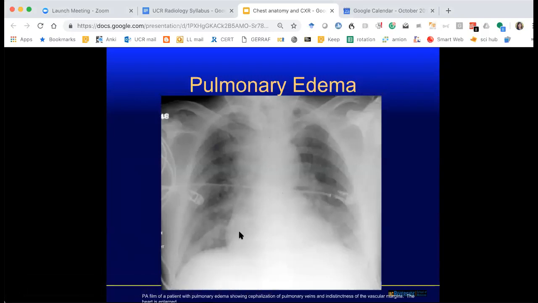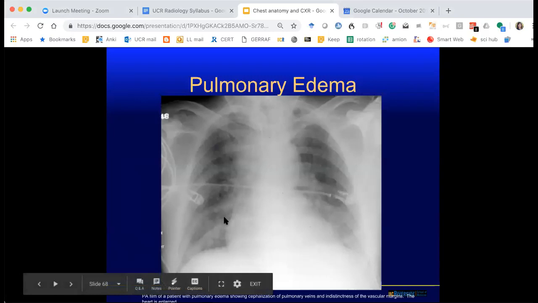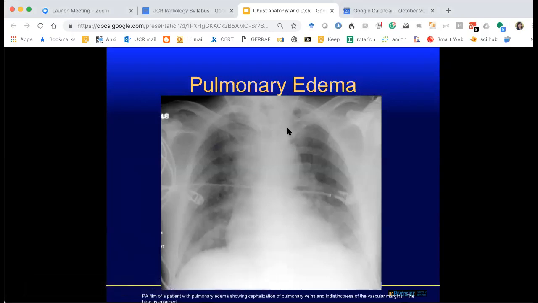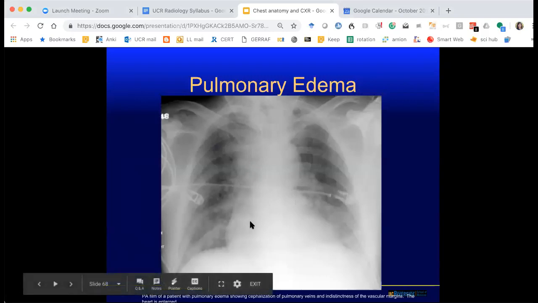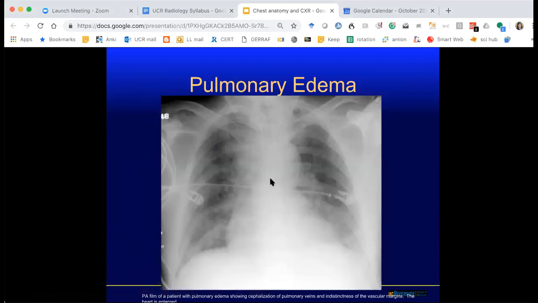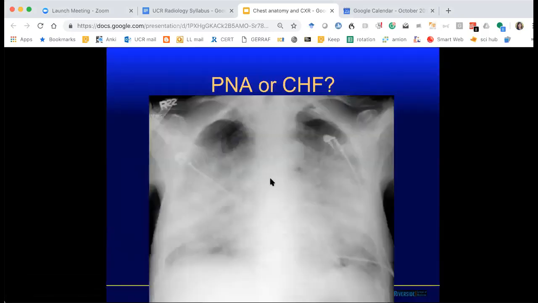Then I look at the mediastinum. The cardiomediastinal silhouette is enlarged. The mediastinum here is widened because of cephalization. The vessels are engorged. So it has this appearance of mediastinal enlargement in the background of cardiomegaly. So this is what we see with pulmonary edema. So here, what do you think? Is this pneumonia or CHF?